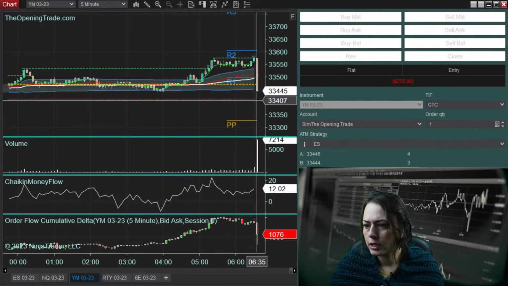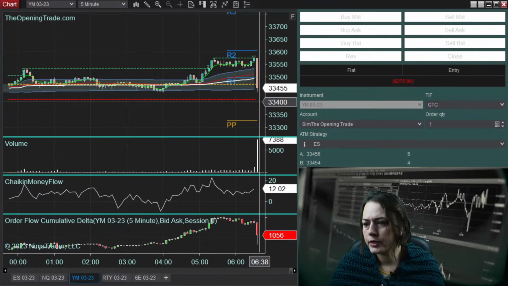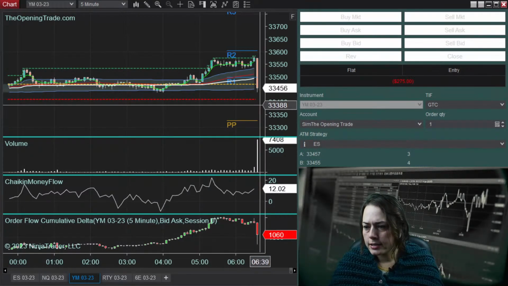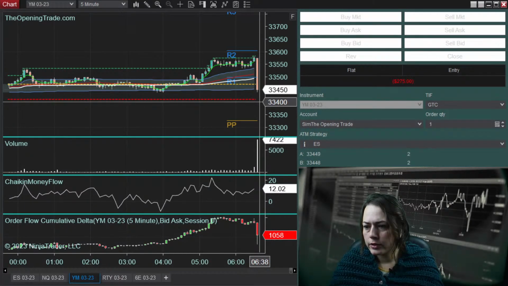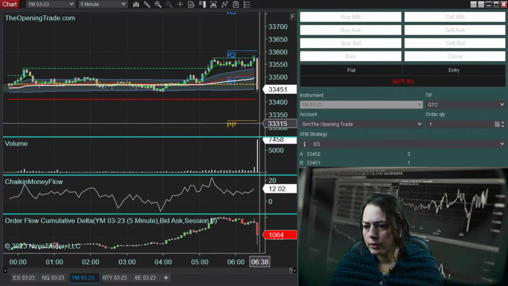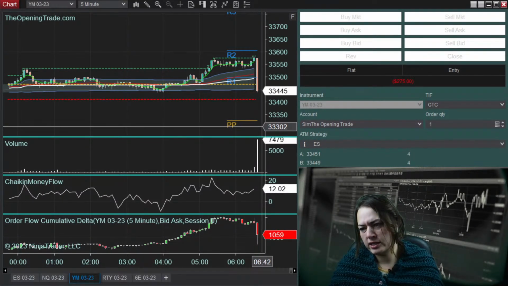So this red line is the overnight low, and it looks like it's moving down to it. If it breaks this overnight low, it will likely go down to the pivot point.